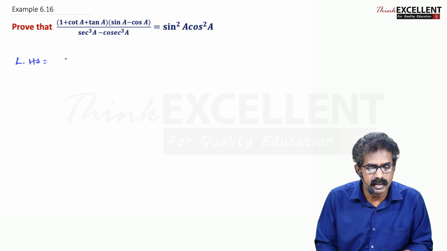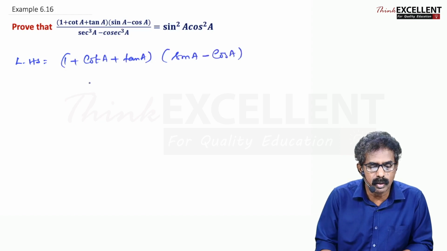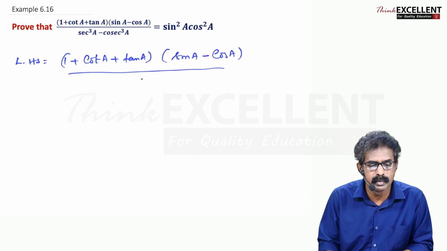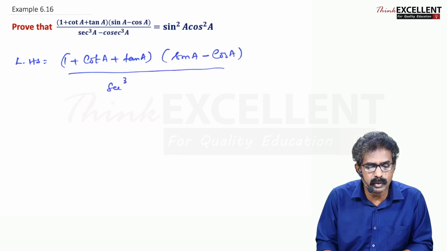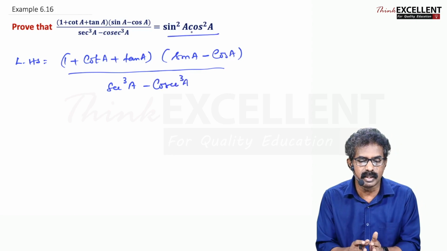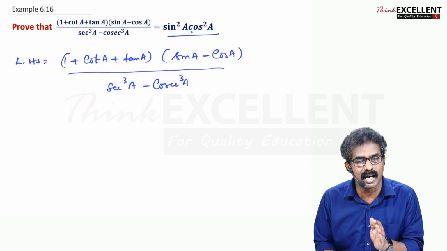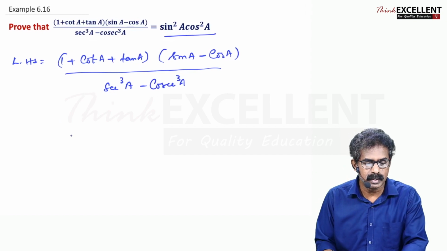See what is given here: (1 plus cot A plus tan A) into (sin A minus cos A), whole divided by secant cube A minus cosecant cube A. See the right side, sin square A into cos square A. So it's a hint for you, change everything into what? Sin and cos. So please listen.